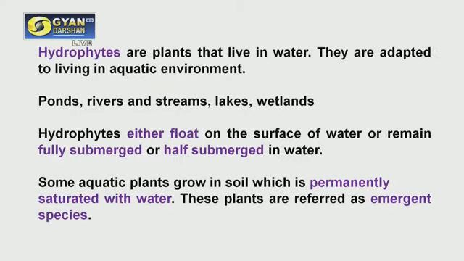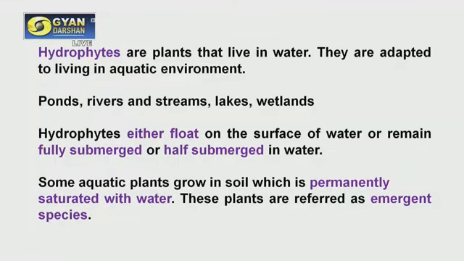Next we come to what we mean by hydrophytes. First of all, we will discuss the two main groups of plants, that is hydrophytes and xerophytes, and we begin our discussion with the hydrophytes. Hydro means water. So hydrophytes are plants which live in water. That is, they have adaptive features which help them to survive in an aquatic environment. What is an aquatic environment? It can be a pond, rivers, streams, lakes, wetlands, and sometimes even seas and oceans. These are also aquatic habitats.